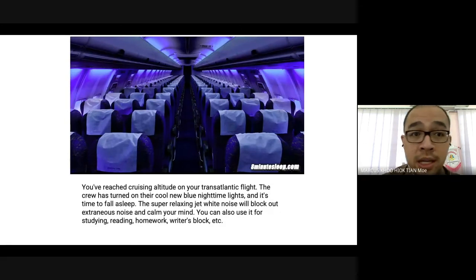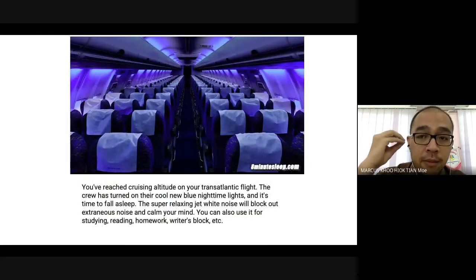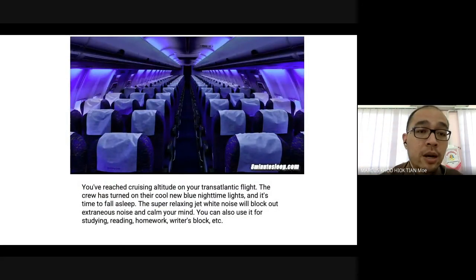Okay, and we know that jet engines are very loud. Remember this guy? He's wearing the noise cancelling earphones because outside is very loud. But it kind of makes you wonder, inside the plane, why is it that you can't really hear the plane engine or the jet engine very clearly? Because inside the jet itself, they produce a certain sound wave to block out all this extra noise that is coming from the outside.